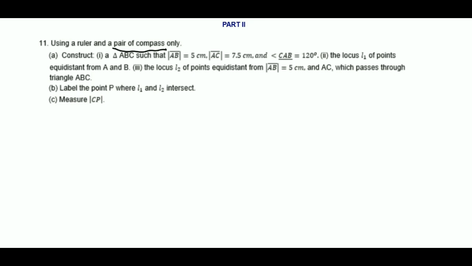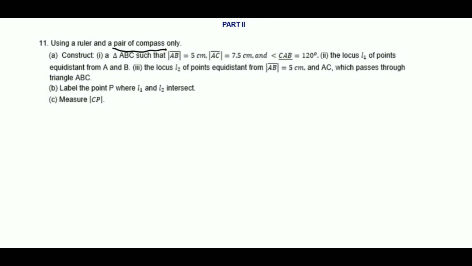That implies that if you're going to go about this construction, please don't make use of any other instrument apart from a ruler and a pair of compasses. Anything you're going to do, make sure you use a ruler and a pair of compasses only. So back to the question, we are told to construct a triangle ABC such that the magnitude of line segment AB is 5 centimeters, and the magnitude of line segment AC is 7.5 centimeters, and angle CAB is 120 degrees.